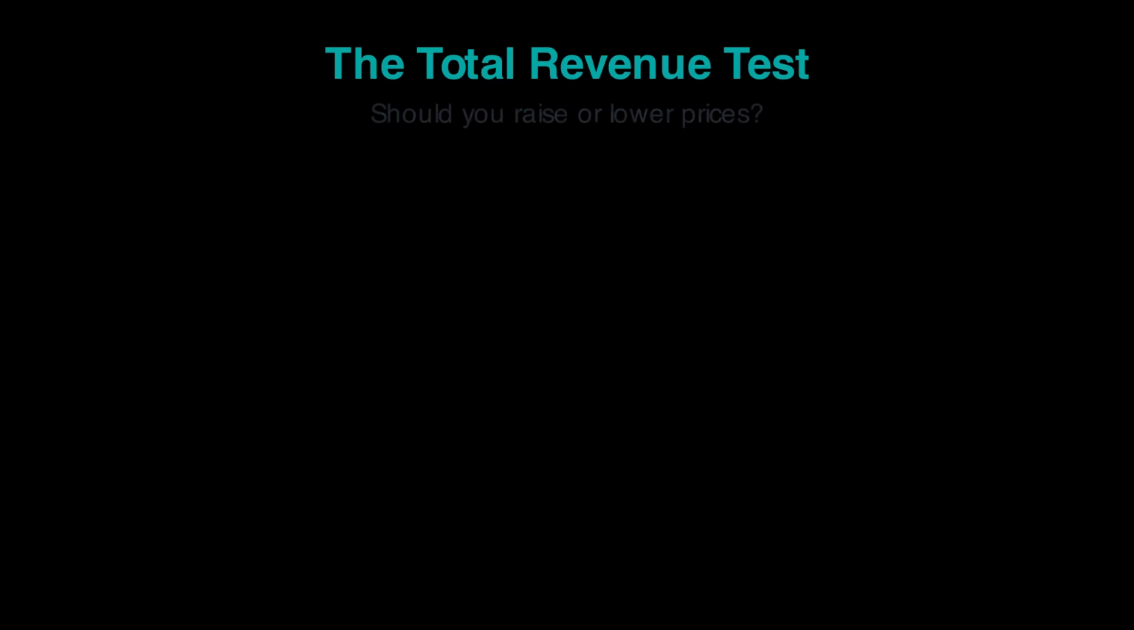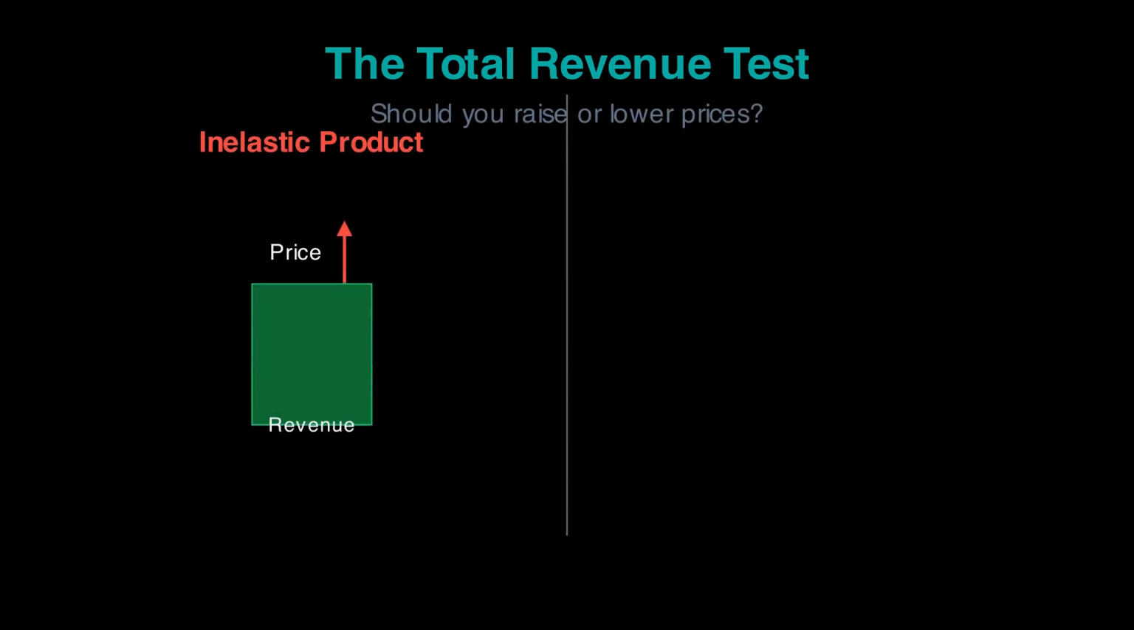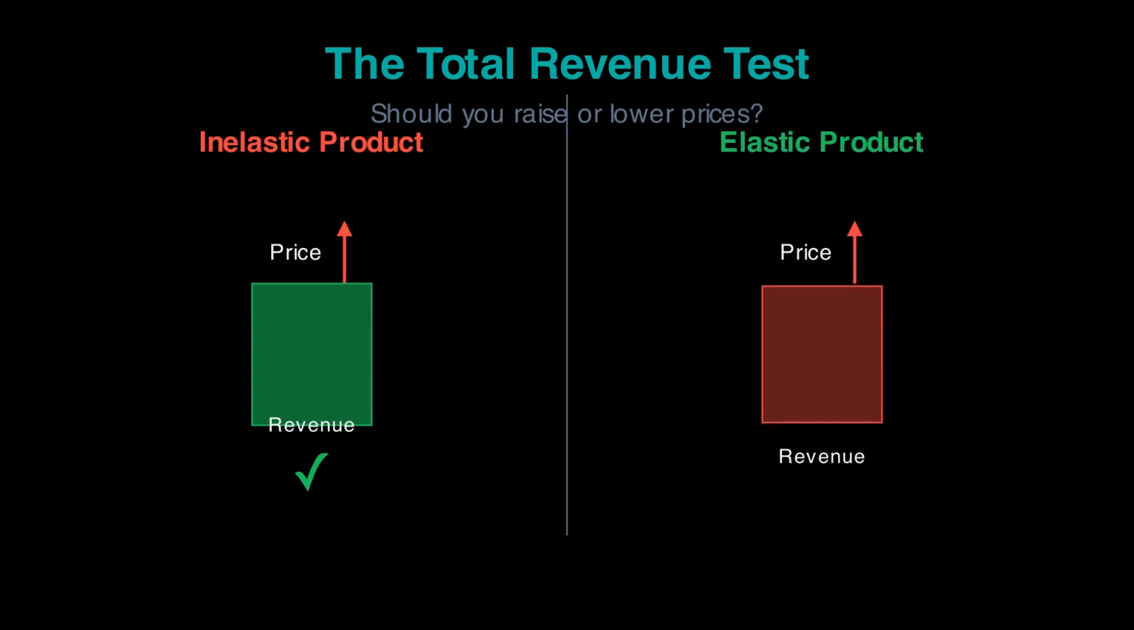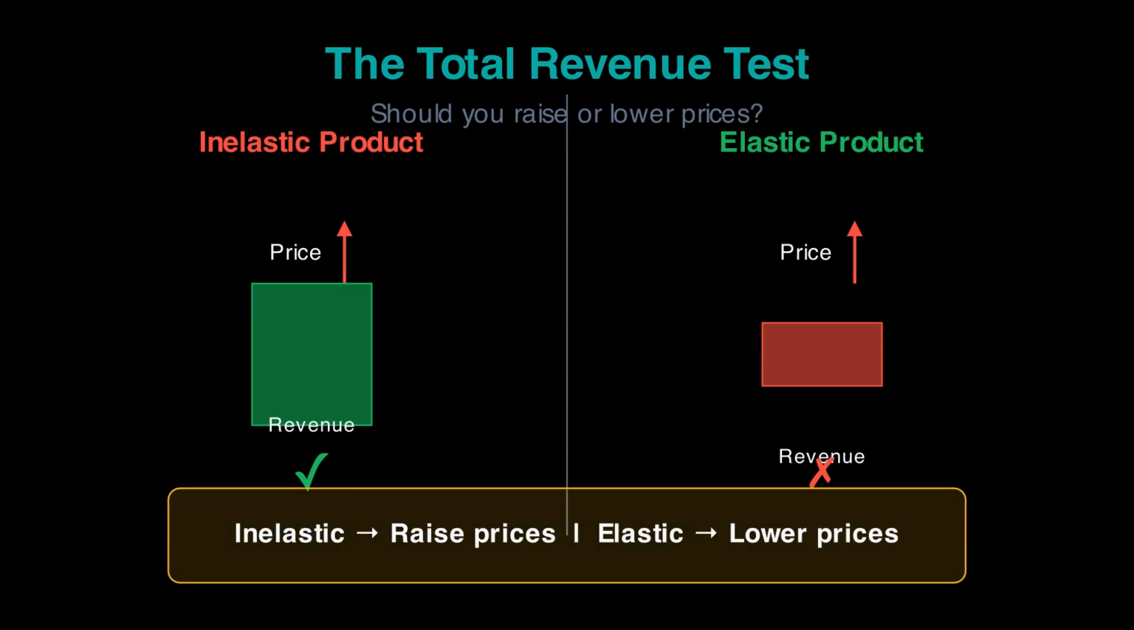Why does this matter for business? It's the total revenue test. If you are selling an inelastic product, you should raise prices. You lose very few customers, and the higher price on everyone else increases your total revenue. But if you sell an elastic product, raising prices is suicide. You lose so much volume that your revenue crashes. In fact, if you want to make more money with an elastic product, you should have a sale. Lowering the price brings in so many new customers that it offsets the discount.